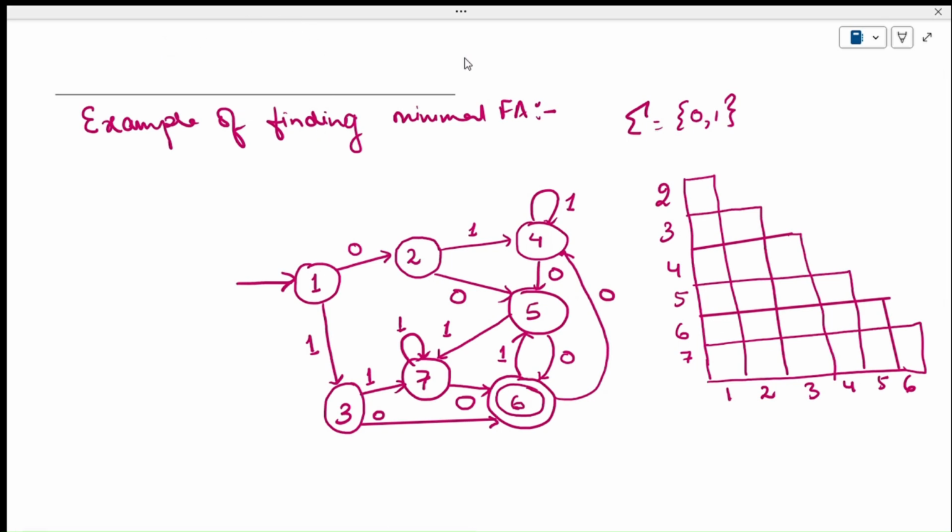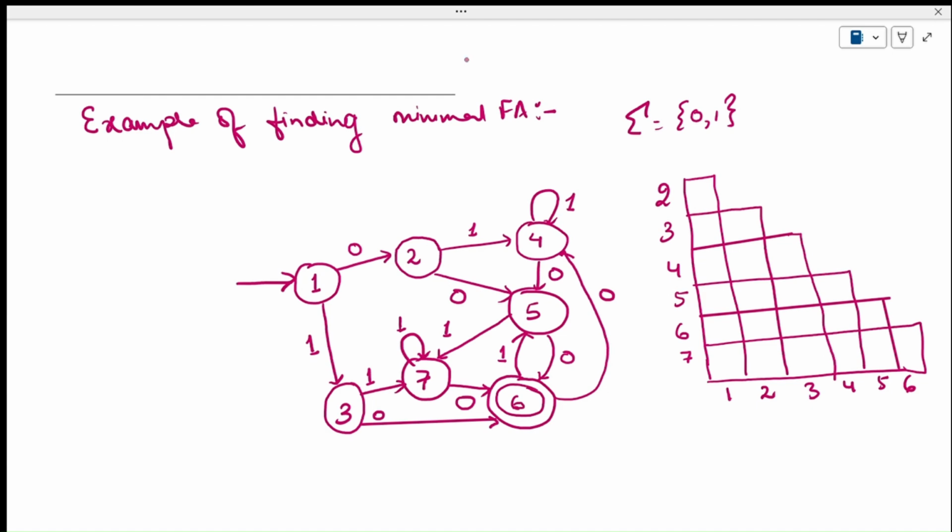Hello everyone. In this video we are going to see one more example of finding minimal finite automata. I have already explained the algorithm and an example to find the minimal automata in the previous video. See the DFA in front of you. This is the DFA and sigma is 0 or 1, two symbols.